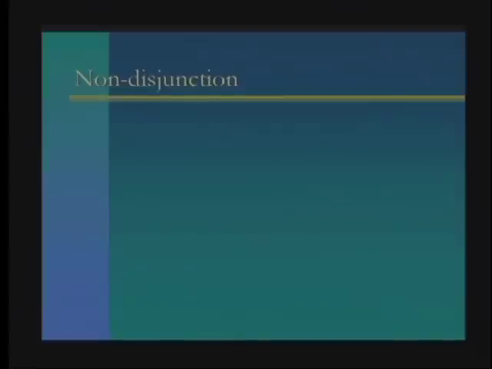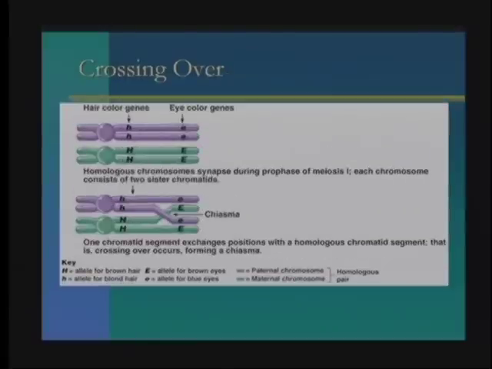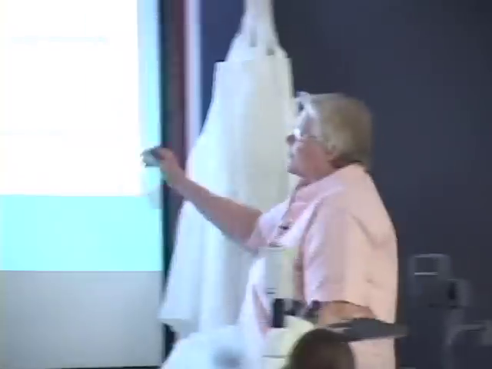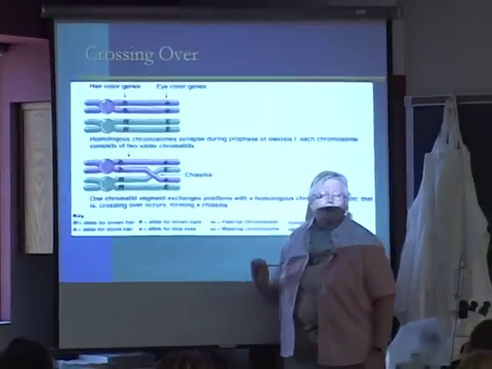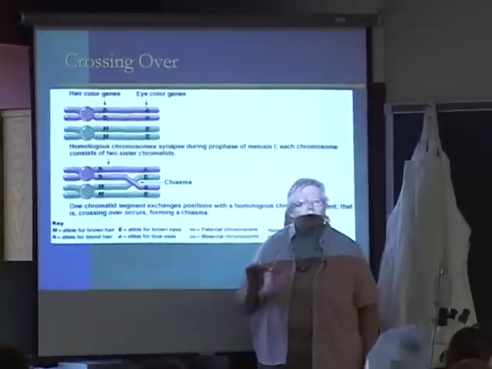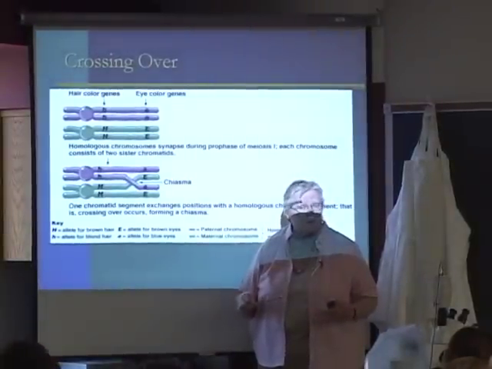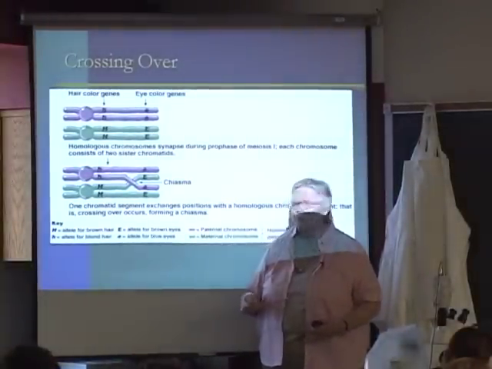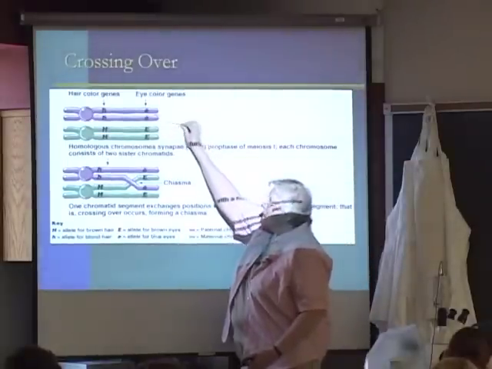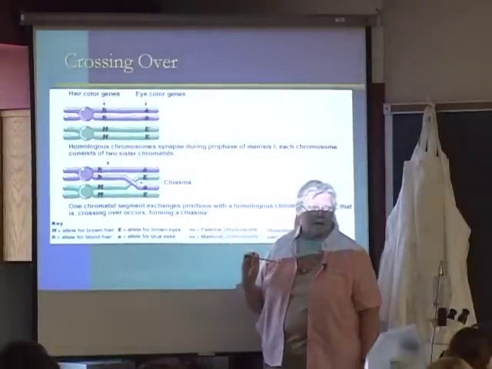Let's go ahead and talk about something that is a little bit more serious, and that is non-disjunction. And as we talk about that, let's back up and look at what's happening here. What we're seeing here is where chromosomes have replicated. You remember when we were talking about mitosis? At the end of interphase, the chromosomes replicate. So here we see one pair of chromosomes, they have replicated.